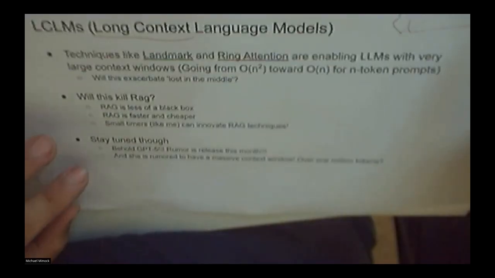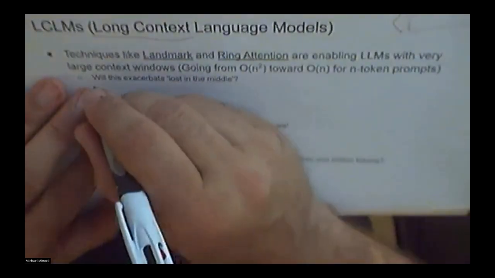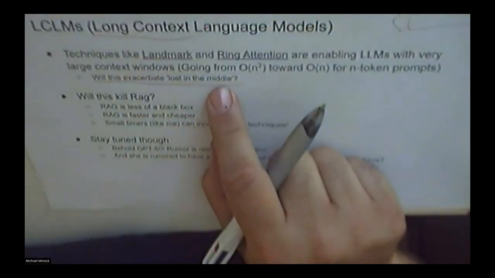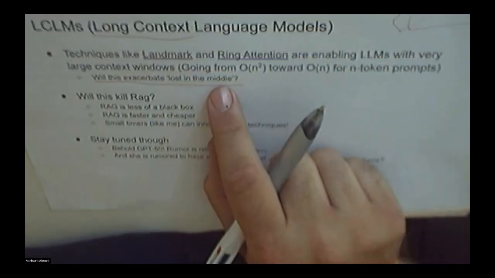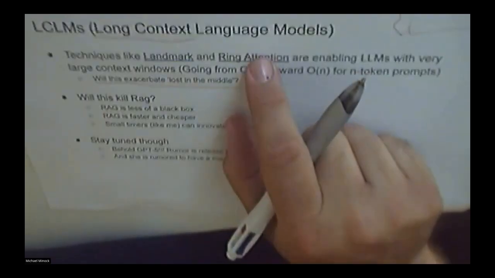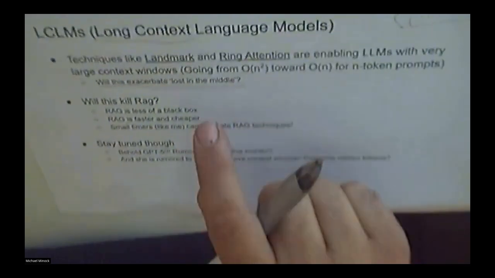Now my question is this: will this exacerbate lost in the middle? My intuition tells me this is not going to work. This feels a little gimmicky. Maybe ring attention, maybe, but they're doing some kind of compression. Whatever they're doing, it is lossy. So what's going to happen? The question is whether this is going to exacerbate lost in the middle.